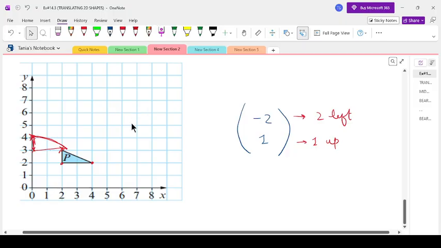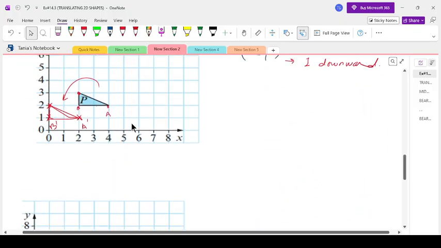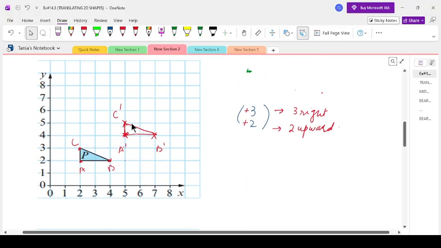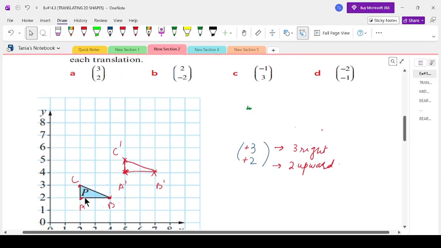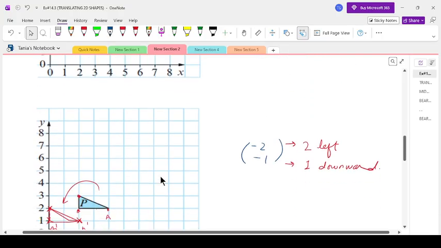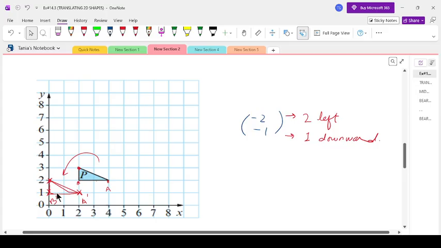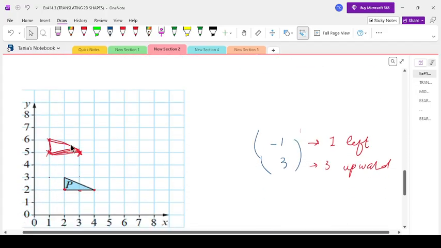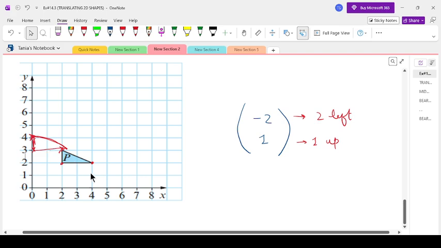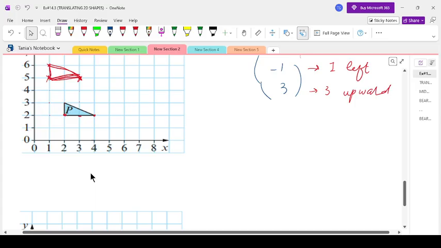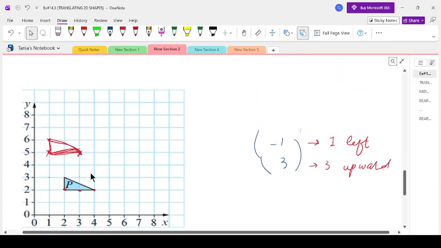So we have done all of these triangles. Then how can we translate by using different column vectors? In the A part, we have translated triangle P from this place to this place. Then we have this to this. Then we have this to this. And then we have this to this. So we have just dragged it using the translation and the column vector.